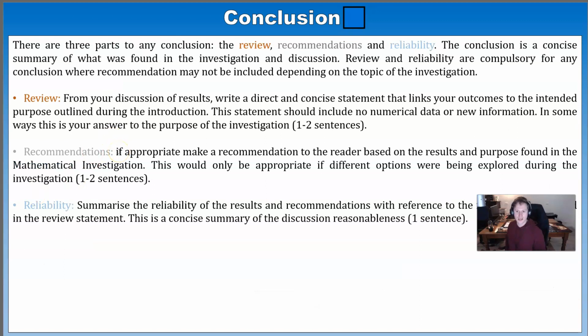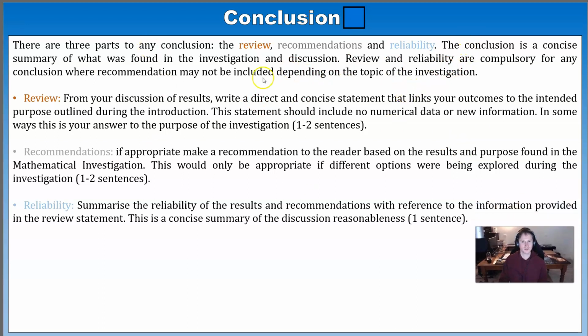The conclusion is the last bit. There are 3 parts, again, to a conclusion: the review, recommendations, and reliability. The conclusion is concise. You shouldn't bring up anything new. And we should go over those 3 sections.